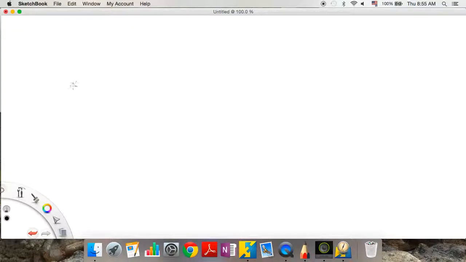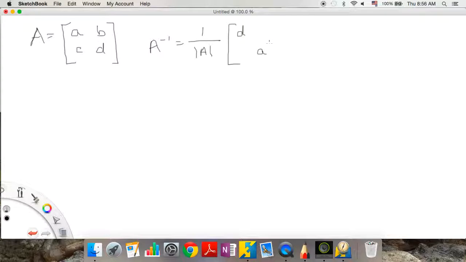An inverse matrix for a 2x2 is pretty simple. If we have a 2x2 matrix, then the inverse is 1 over its determinant, and then you switch things on the main diagonal and change the signs on the other diagonal. So for a 2x2 matrix, this is all you have to do.